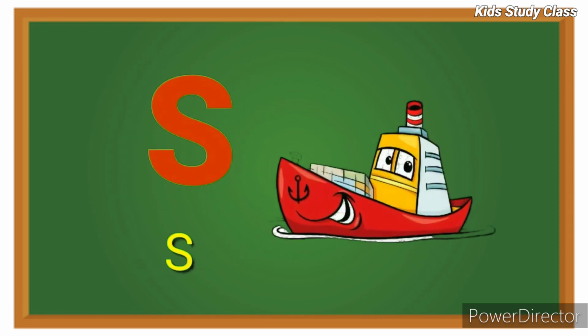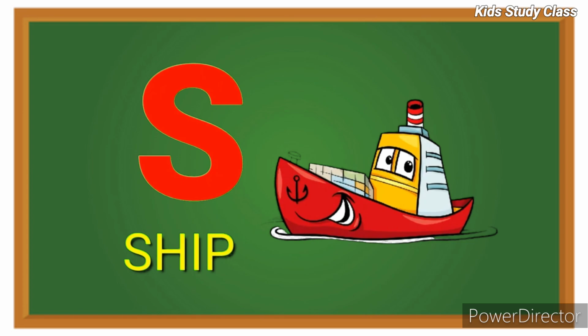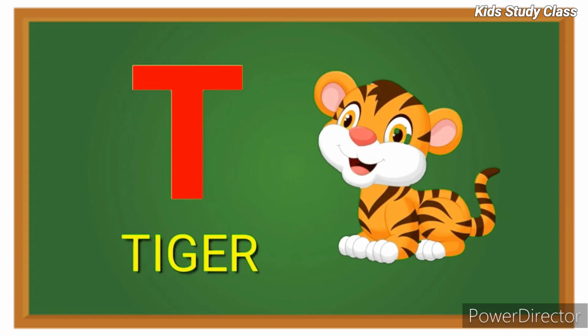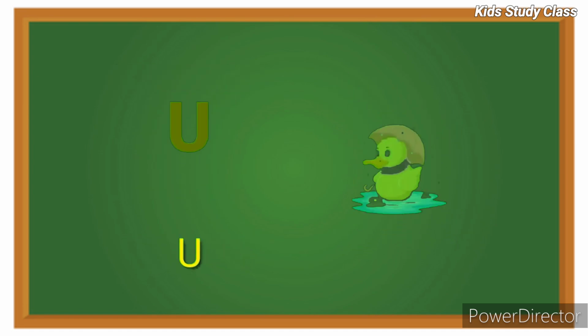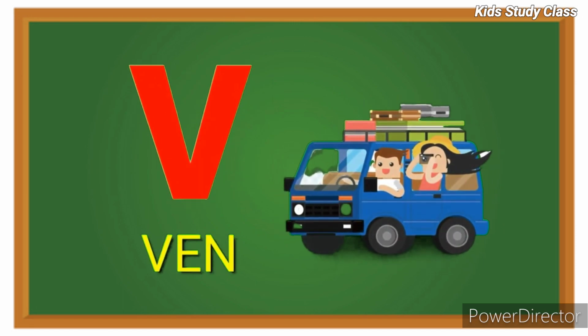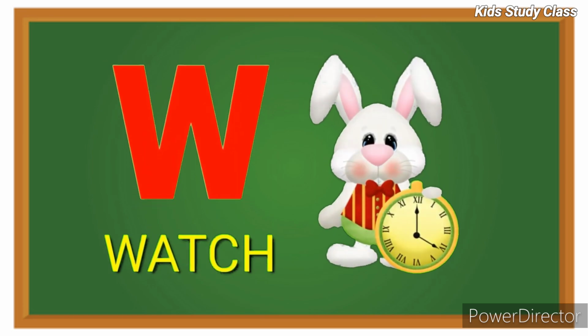S for sip. T for tiger. U for umbrella. V for violin. W for watch.